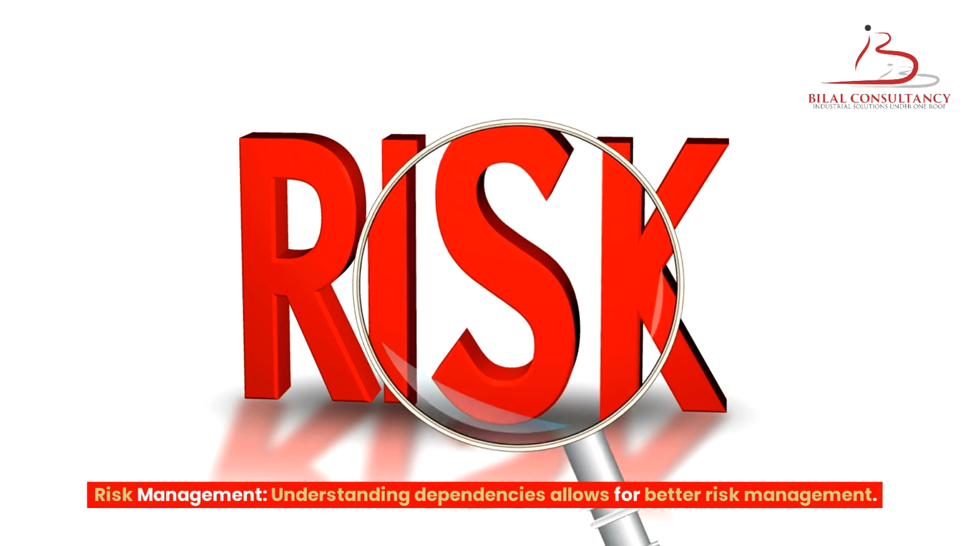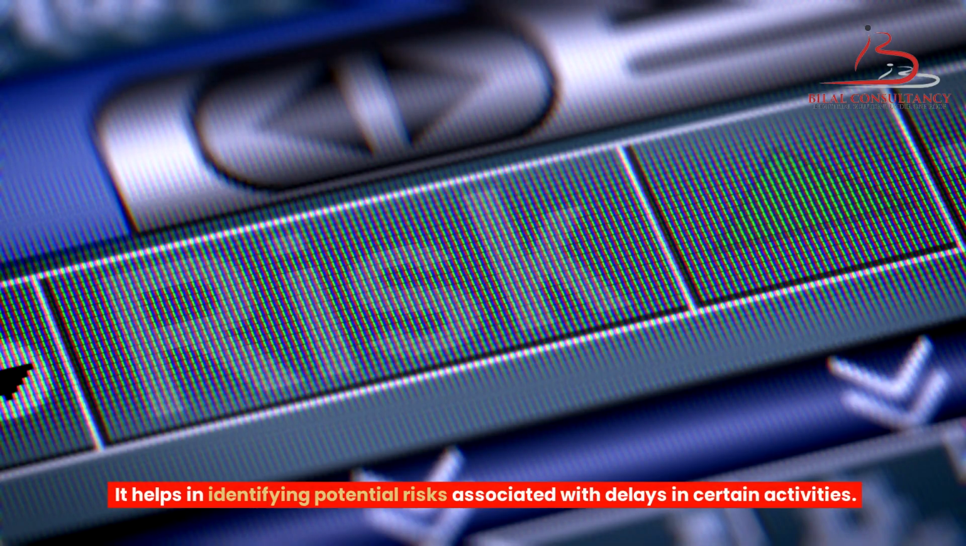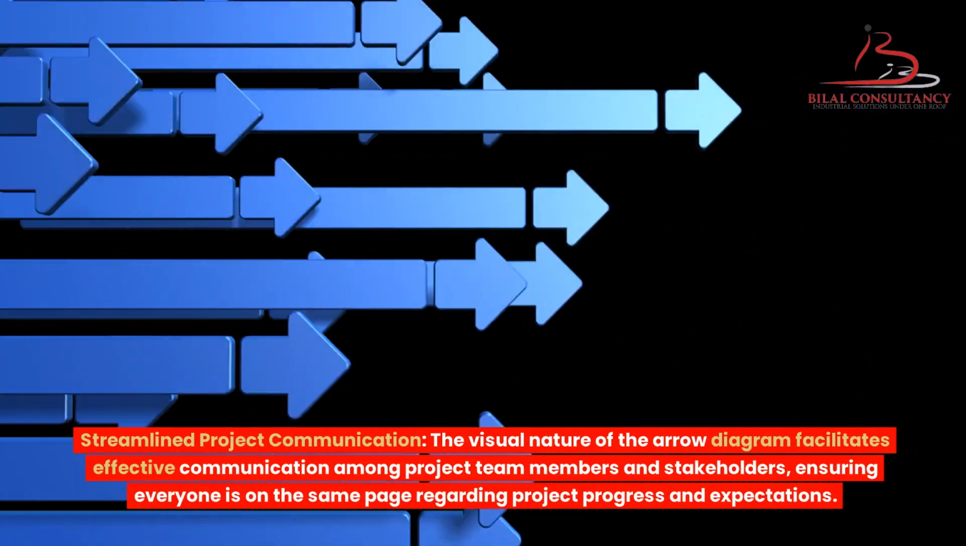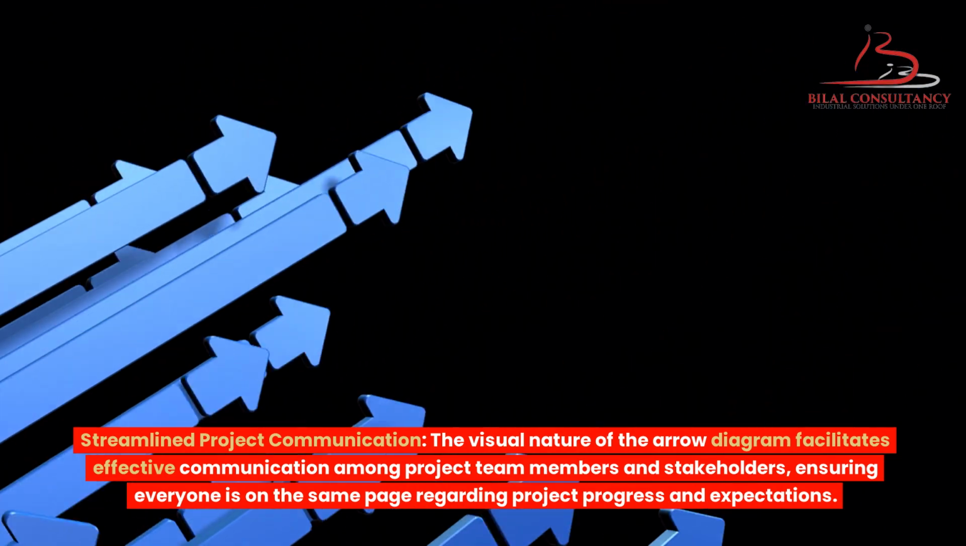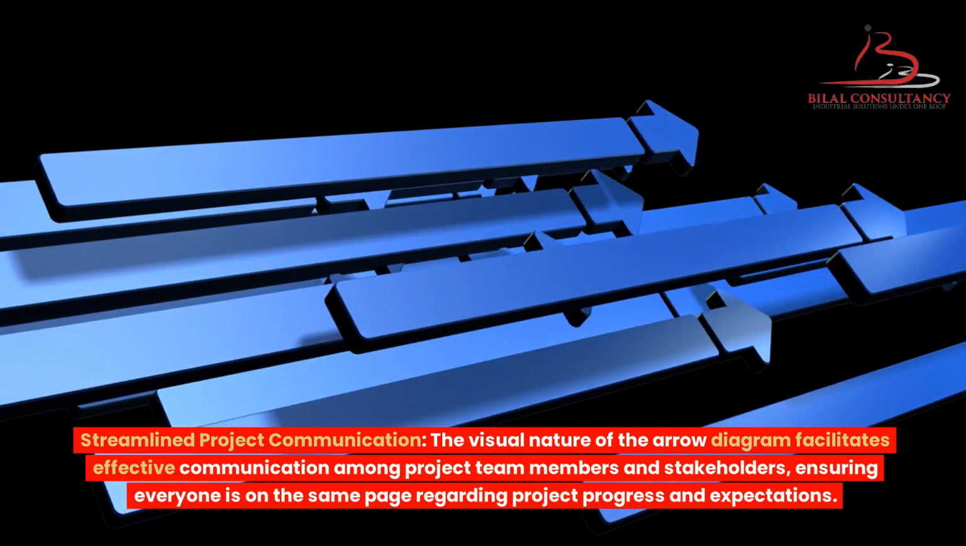Understanding dependencies allows for better risk management. It helps in identifying potential risks associated with delays in certain activities. Streamlined project communication. The visual nature of the arrow diagram facilitates effective communication among project team members and stakeholders, ensuring everyone is on the same page regarding project progress and expectations.